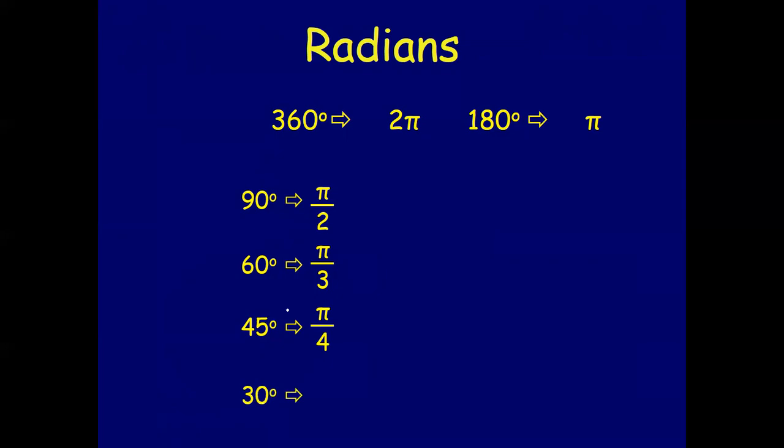What is 30 degrees? Pi over, yeah, because you half that. If you half pi over 3, it's the same as pi over 6.